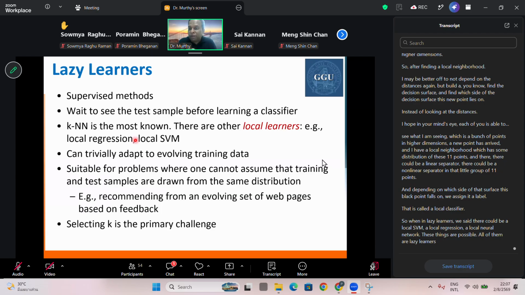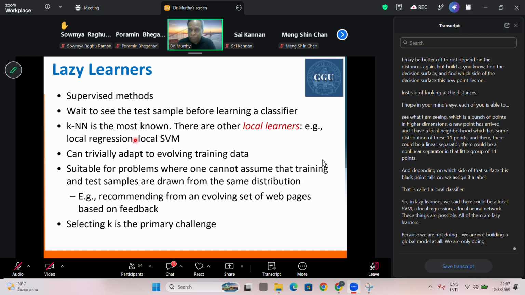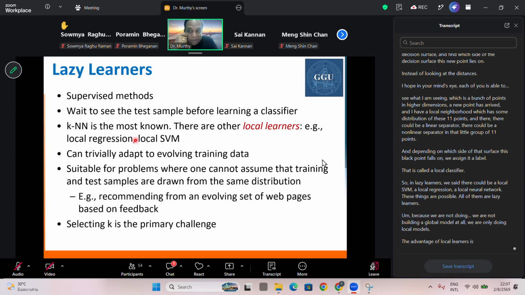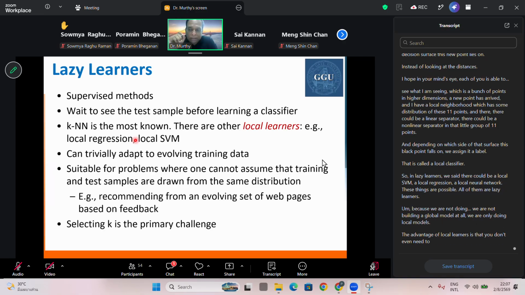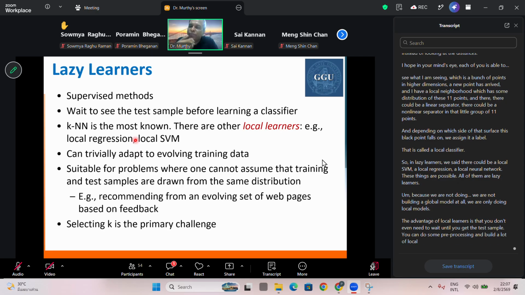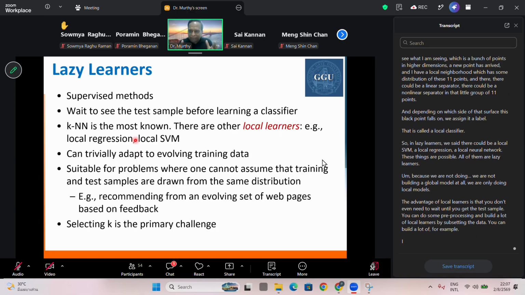Because we are not building a global model at all. We are only doing local models. The advantage of local learners is that you don't even need to wait until you get the test sample. You can do some pre-processing and build a lot of local learners by subsetting the data. For example, I can grid the data.